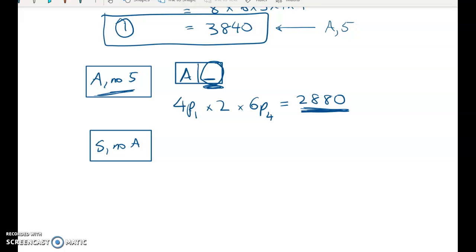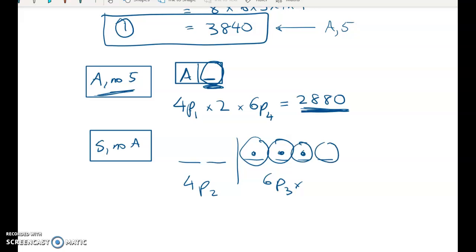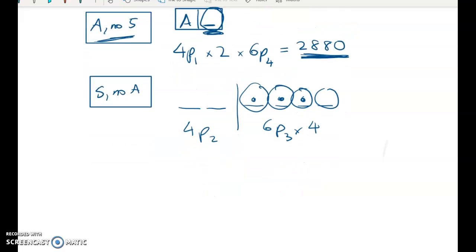So if we want to have a 5 and no A, the reasoning should be getting pretty obvious by now. We've got two letters here, and then we've got the four numbers that we're going to choose here. So the first bit is going to be 4P2, this is for 5 and no A, and then we're going to have three non-5 numbers to choose from 6 numbers, so that's going to be 6P3, and then there are 4 places that I can put the 5.